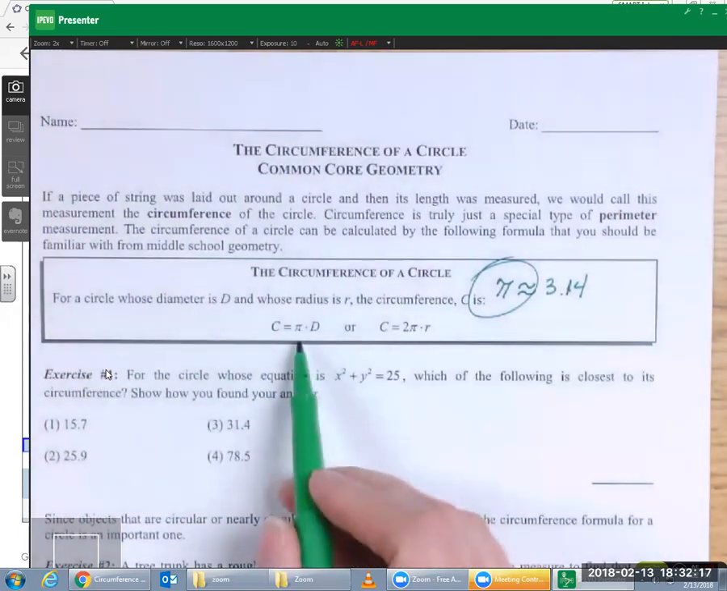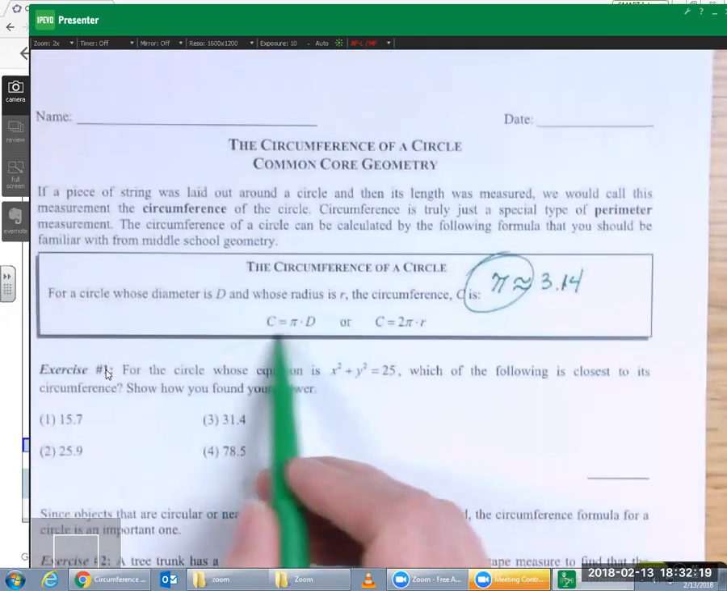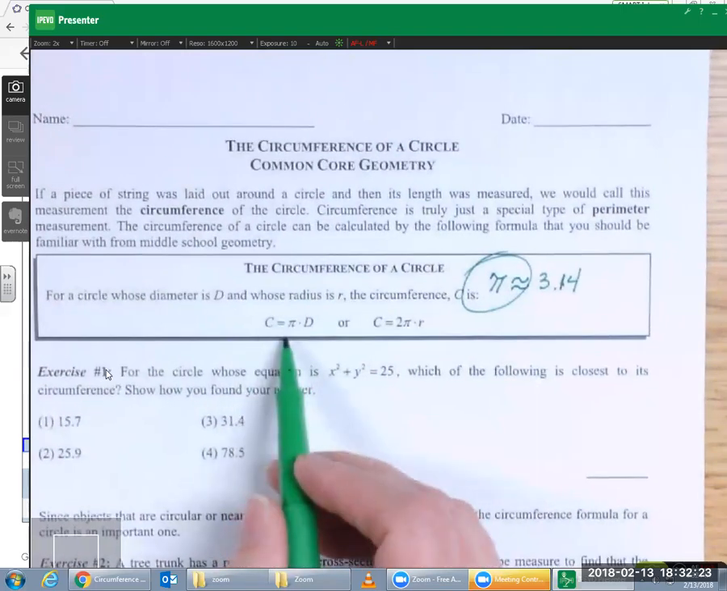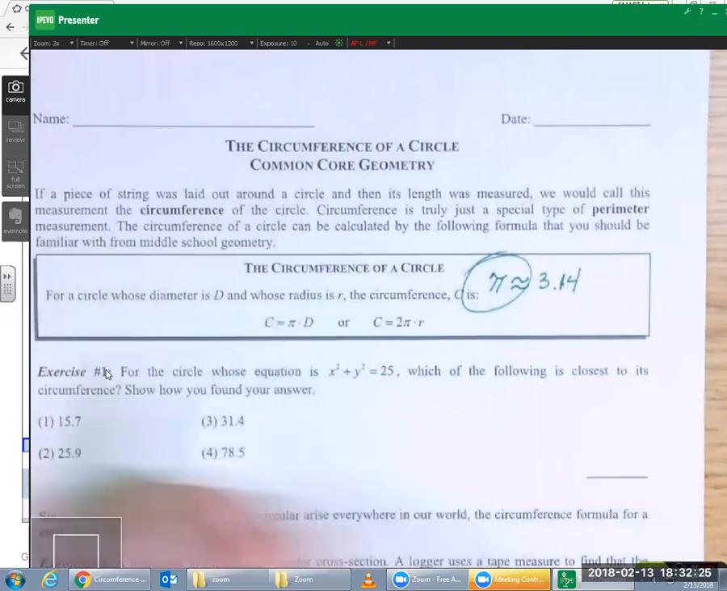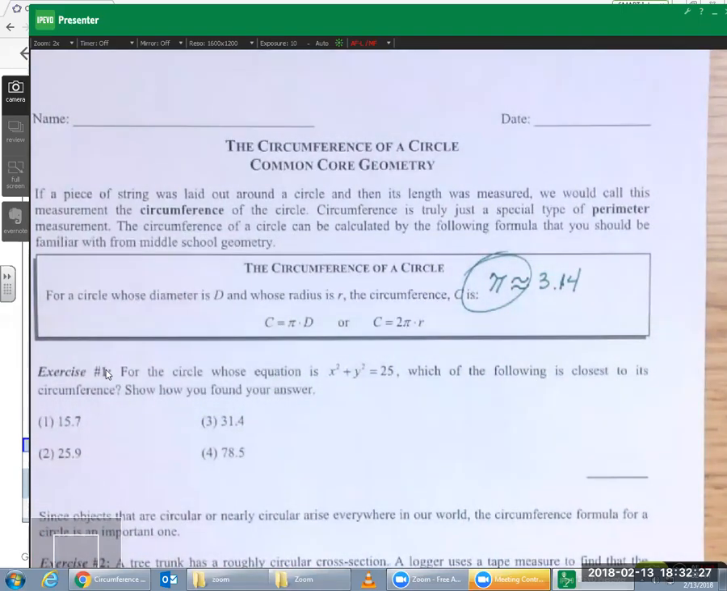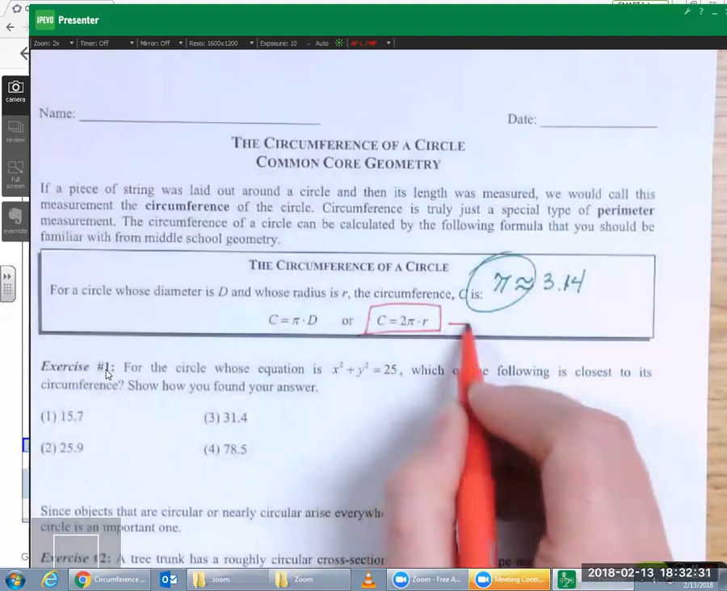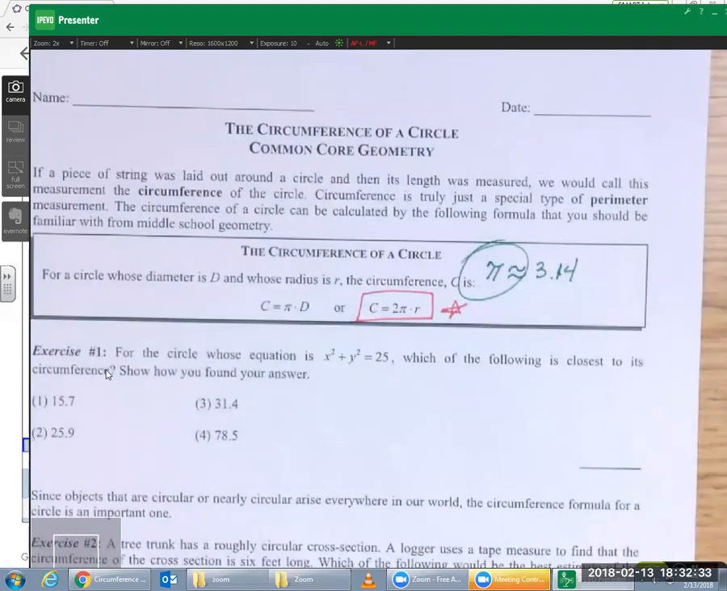Okay, these formulas should look familiar. In middle school, you probably did a lot of work with this formula, pi times diameter. And that's a true formula. We'll use it every so often, but I really want you to set a goal to get used to using this formula more. This one's a very popular formula in the higher math you go. So 2 pi times the radius.